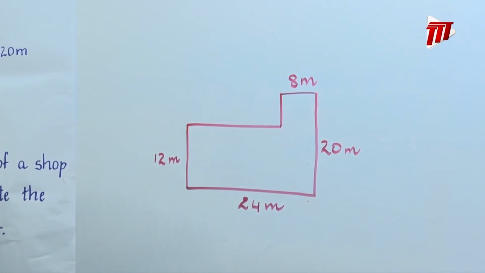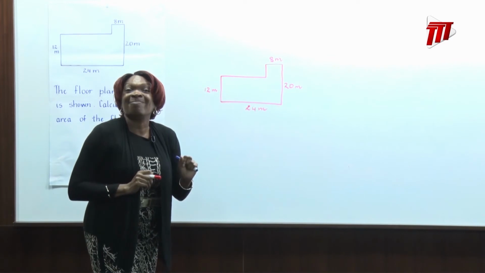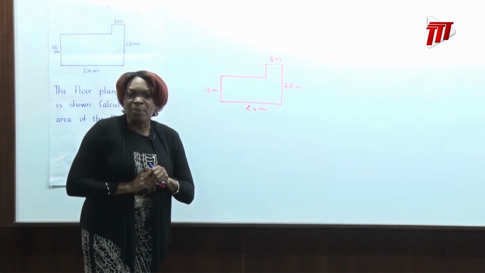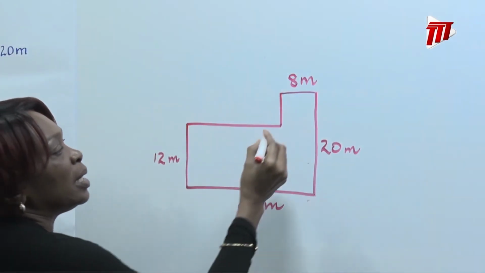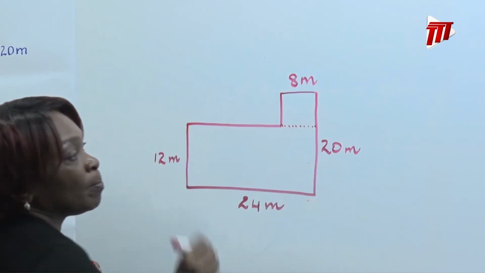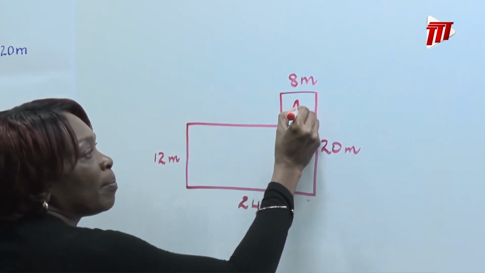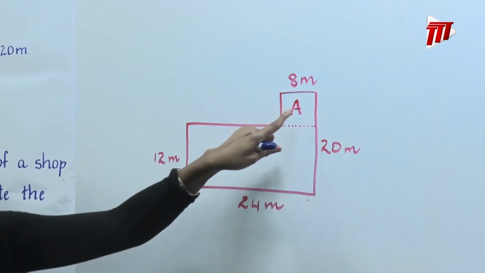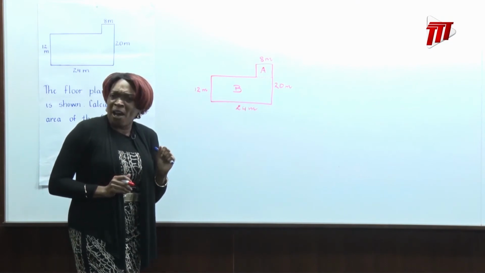Wonderful. The question asks us to find the area this time. Area is surface covered. Are you understanding that, boys and girls? Can we do something to this shape? Yes, we can. We are going to break it up now. Look at this. Are you seeing two different shapes there? I'm going to label this A. I'm going to label this one B. Are you seeing that? So A and B together give us the compound shape. Are you with me so far?